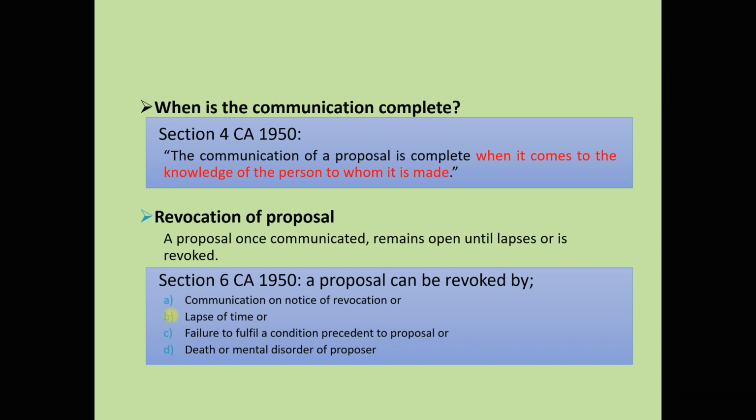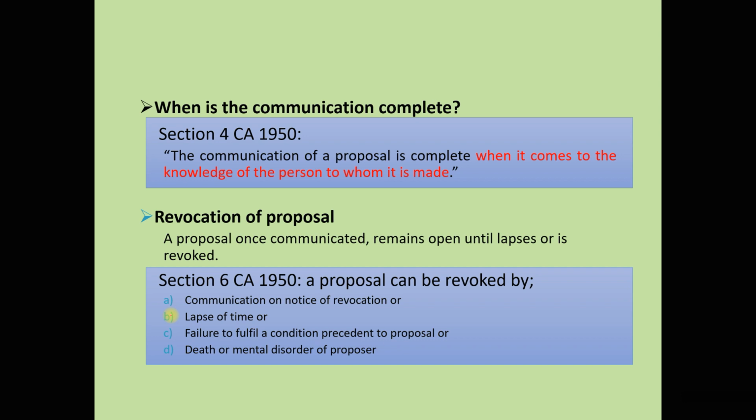Number 3, failure to fulfill a condition precedent to the proposal. This is when the promisee has tried to fulfill the conditions, but somehow he failed to fulfill what is required under the promise, under the agreement, the proposal. Then it is also considered as a revocation.